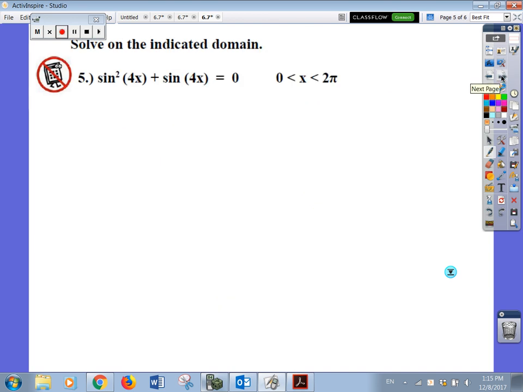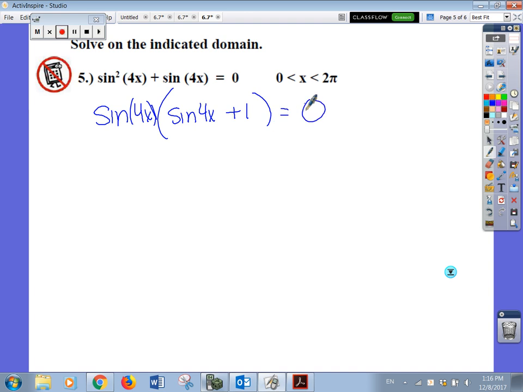And this last one, you've seen one like this with a trinomial. This one is not a trinomial, it is binomial, 2 terms. So when there's only 2 terms and one of them is squared, it's just a GCF. All we're doing is taking out the GCF. That GCF is sine 4x, then what we have left is still a sine 4x plus 1, and that equals 0.